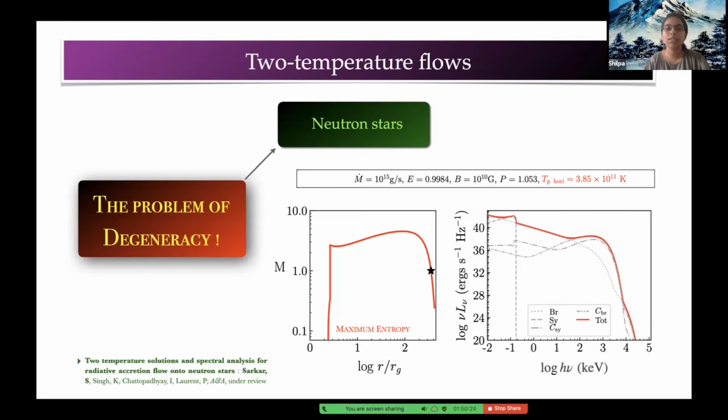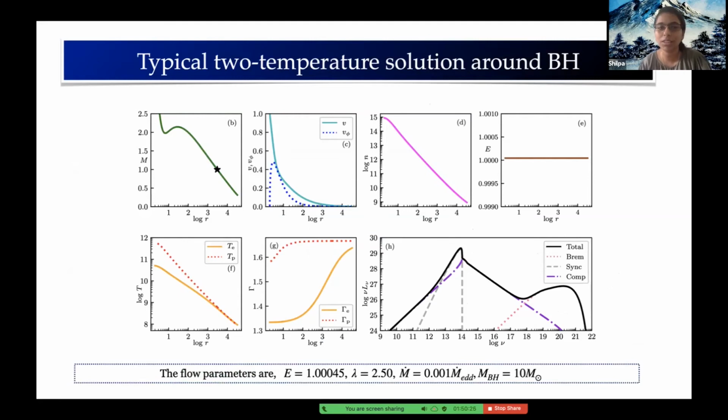Since this session is about black holes, I will discuss a few important results which I got for accretion flows around black holes. These are the typical two temperature solutions around black holes, with the flow variables and the spectrum. This solution is for these constants of motion, and it has been obtained after maximizing the entropy.